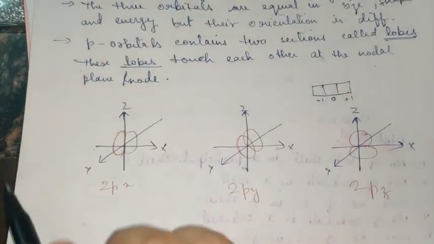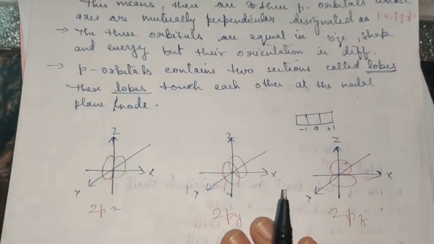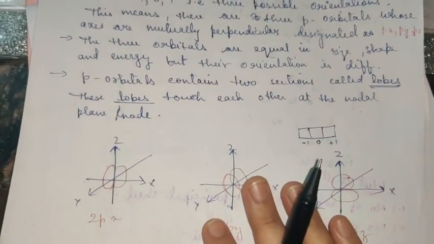But their actual orientation is like this, which is not possible to show in each and every question. When the question is asked to draw the shape, then only we show this kind of representation.